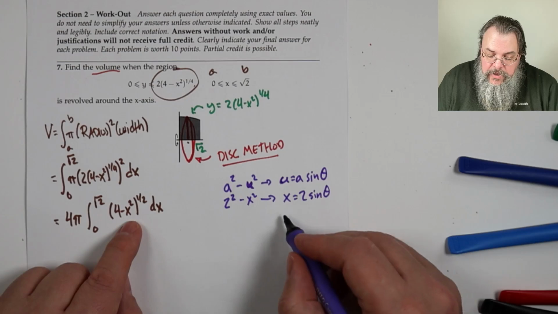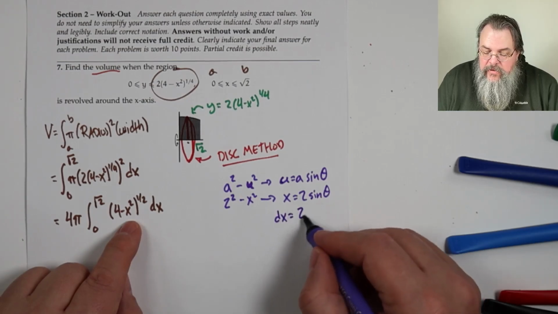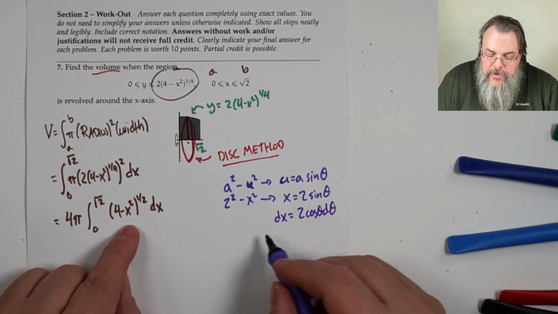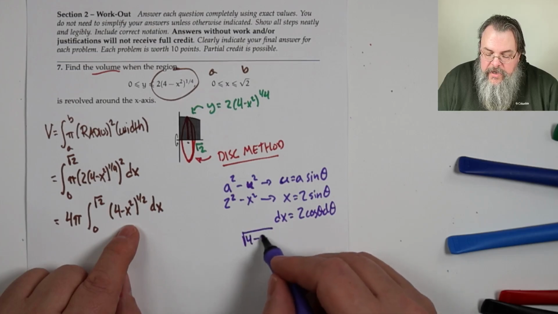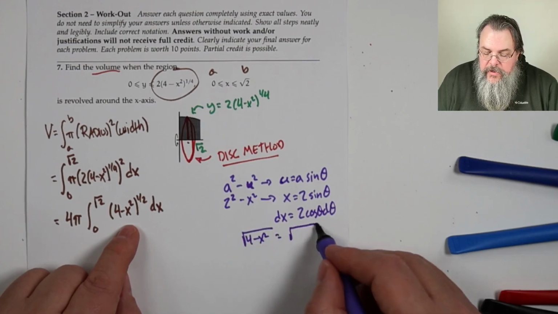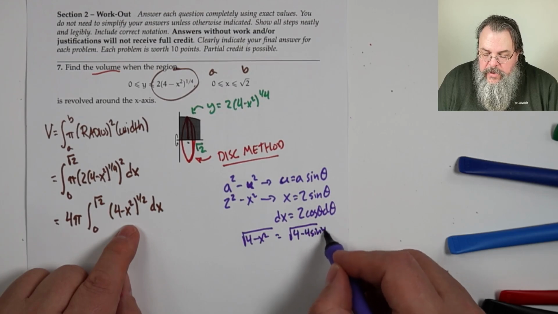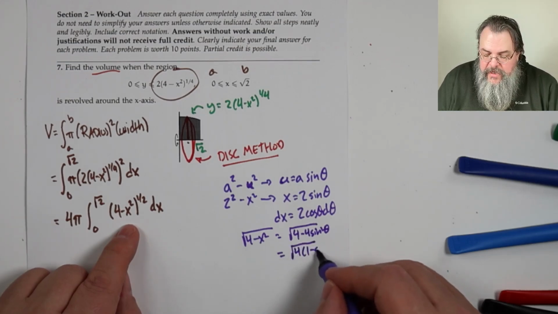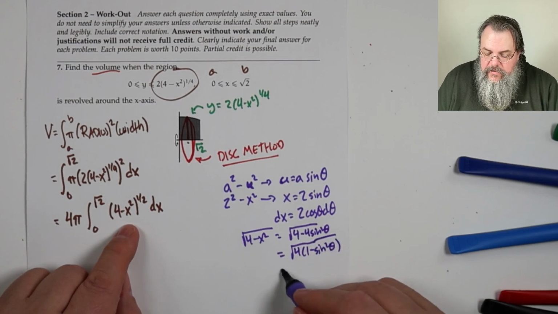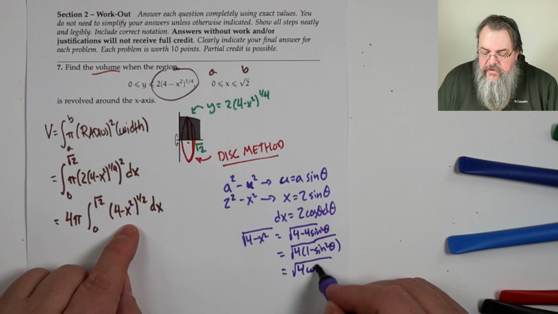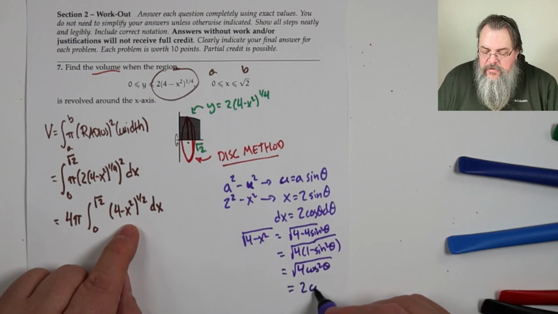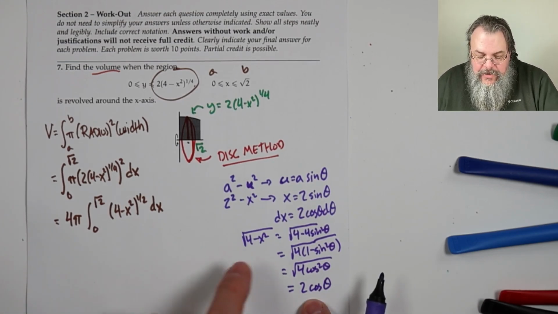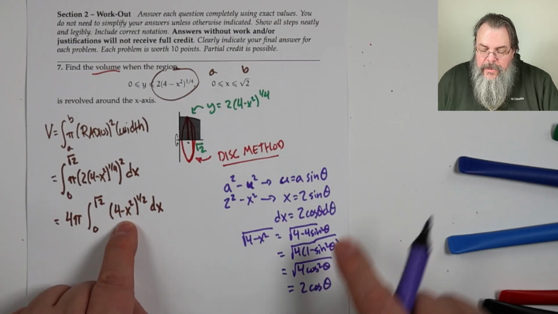Now we start making some notes. dx is 2 cosine theta d theta. And the other thing we should note is the square root of 4 minus x squared. That becomes square root of 4 minus 4 sine squared. You can pull out a 4, and so you have 1 minus sine squared. You probably don't usually write this all down, but in the interest of being thorough, it becomes 2 cosine theta. So the punchline is we can replace the square root of 4 minus x squared and the dx.